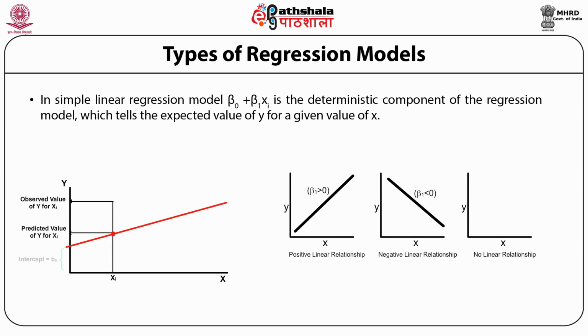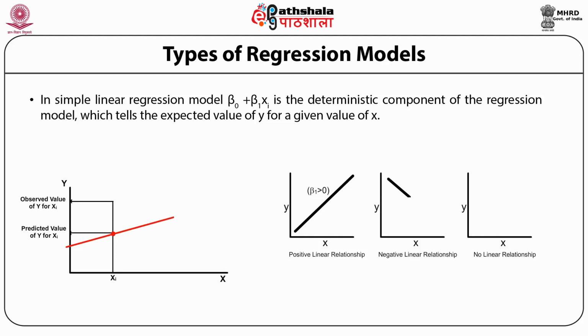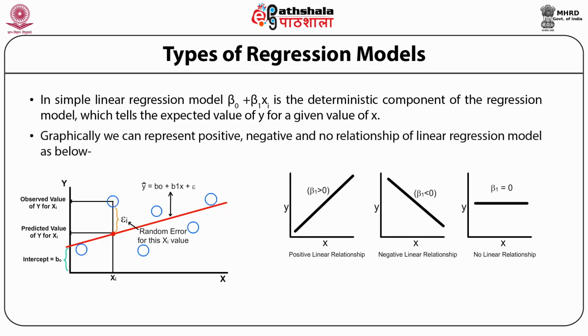If the slope parameter beta 1 is positive, that is, if beta 1 is greater than 0, the relationship between x and y is positive. If the slope parameter beta 1 is negative, that is, beta 1 is less than 0, the relationship between x and y is negative. And if the slope parameter beta 1 is equal to 0, there is no relationship between x and y. Graphically, we can represent the positive, negative, and no relation of the regression model as below.